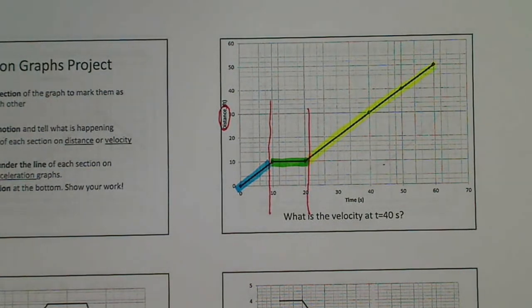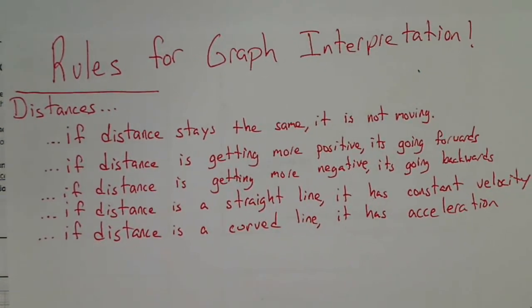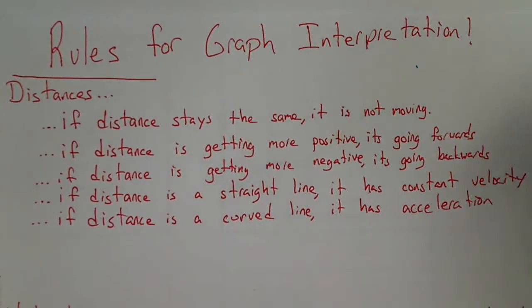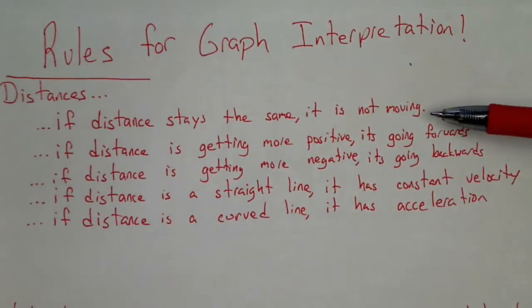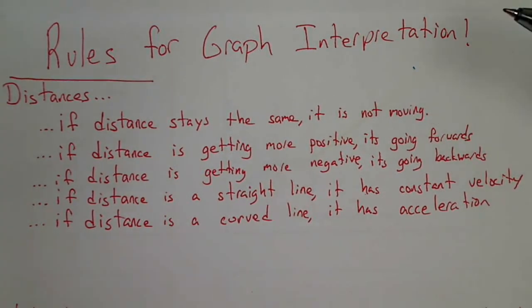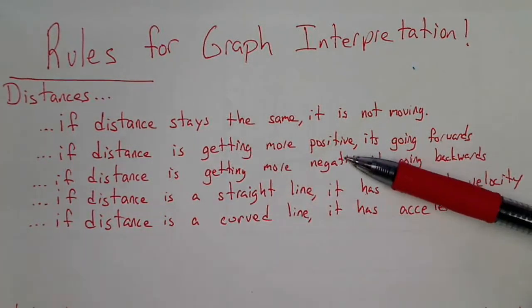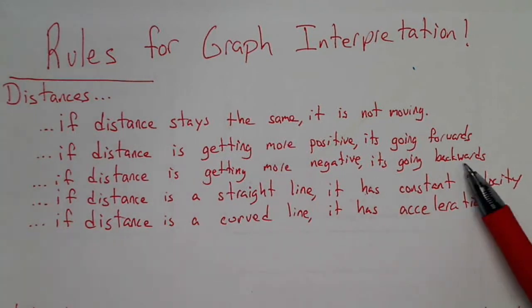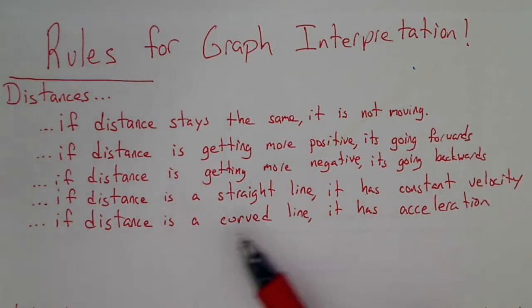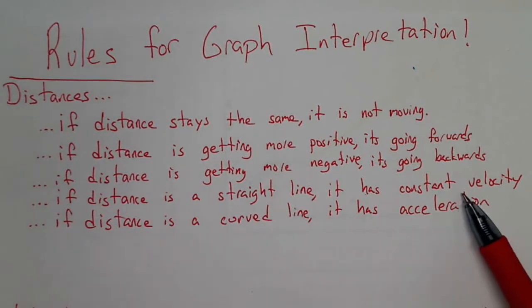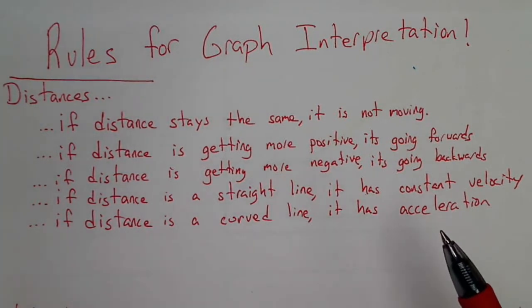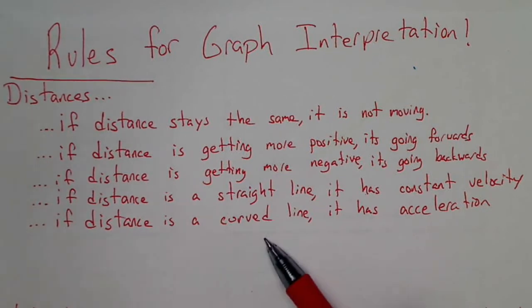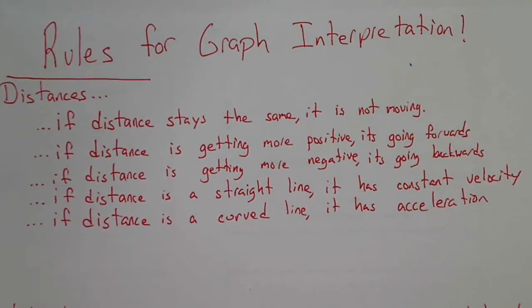Okay? So let's look at some of our rules for distance. So for distance, if distance stays the same, it is not moving. So if you're not changing your distance, you're just standing at the same distance away, you're standing still. If your distance is getting more positive, positive means forward. So if your distance is increasing in the positive direction, you're going forward. But if the distance is getting more negative, that means it's going backwards. And if distance is a straight line, you're at a constant velocity because you're constantly moving forward at a steady slope. If distance is a curved line, that means it has acceleration because your slope is changing.